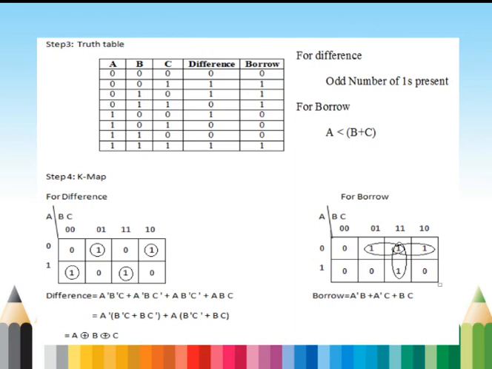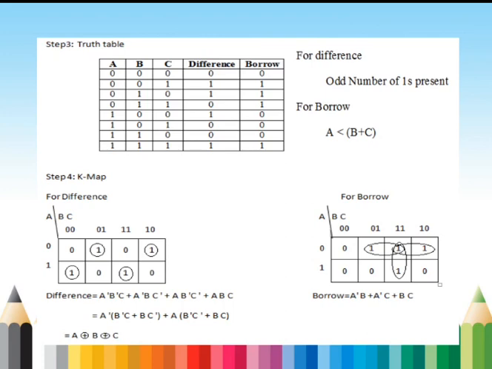For input 1, 1, 0, again an even number of ones is present, difference is 0, and it does not satisfy the condition A is less than the sum of B and C, so borrow is also 0. For input 1, 1, 1, an odd number of ones is present, hence difference is 1, and it also satisfies the condition A is less than the sum of B and C, hence borrow is also 1. So with this we observe the column difference. It will be enabled only when inputs are 1, 2, 4 and 7.